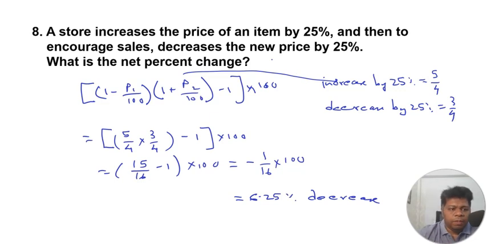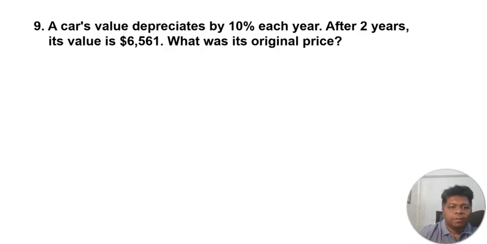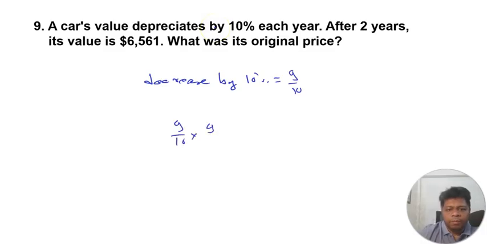Now remember from the quickie, a car's value depreciates by 10% each year. After 2 years its value is 6,561. What is its original price? So remember the quickie, decrease by 10%, then it will become 9 by 10. Successive, so it will become 9 by 10 into 9 by 10, and the original value, say A, equal to 6561.